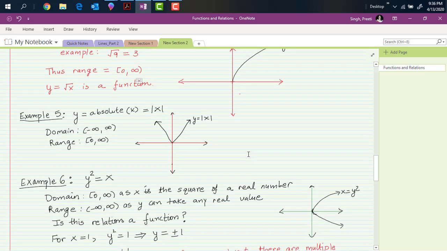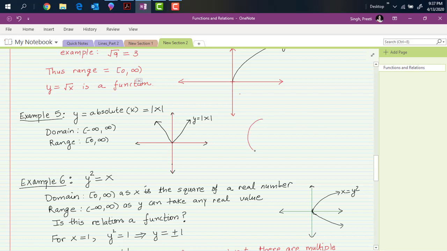The next one is y equals absolute value of x. This behaves like the parabola. The domain, you can input anything, but your outputs are again positive because you are taking the absolute values of those numbers. So the domain is negative infinity to infinity, range is 0 to infinity.